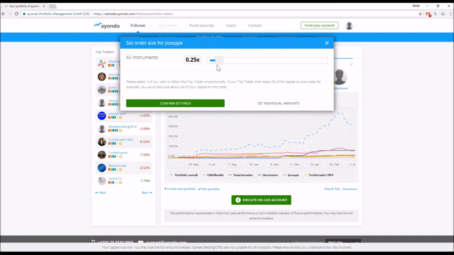So if someone risks losing 2% on a trade, the trade will be done on my account, but at 1/4 of 2%. So that's what, 0.5%, isn't it? So you can bump the risk up and down. Personally, I tend to just keep it at 1, but there we go, confirm settings.